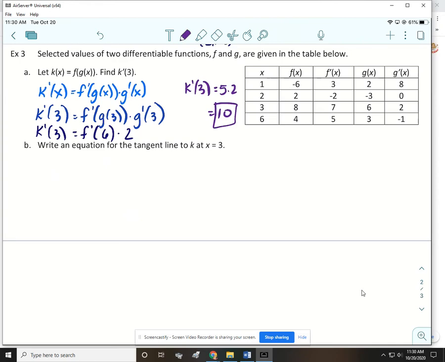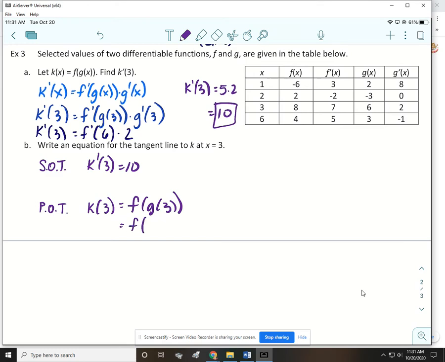All right, we're also going to use the table to write an equation for a tangent line to k at 3. So we need two things. We need the slope of the tangent line and we need the point of tangency. Now we've already found k prime of 3. That's the slope of the tangent line, so we already know that that's 10. The point of tangency is just k of 3. Right? To do k of 3, it's f of g of 3.